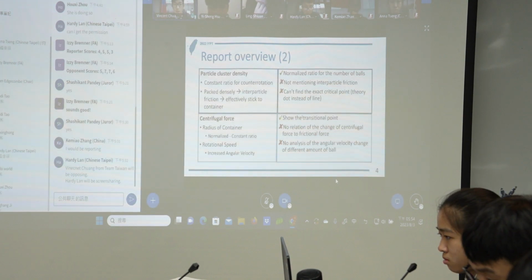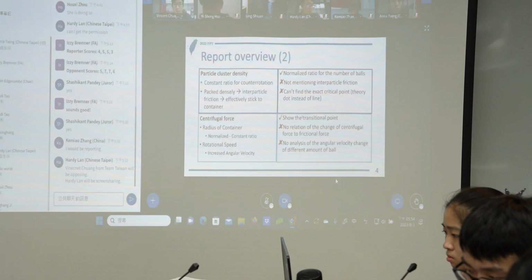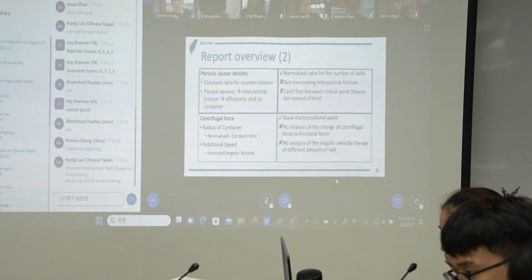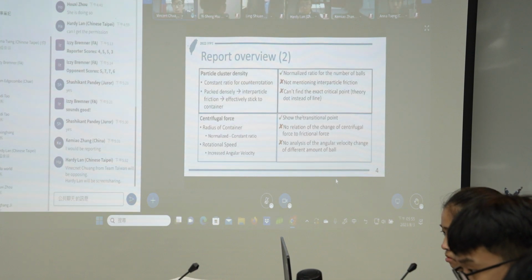Then for the experimental part, first of all they change the particle cluster and change properties of the balls and also properties of the container, which will change the particle cluster density. And I believe there's a constant ratio. However, they didn't mention the interparticle friction, and they didn't find the exact critical points, and how they change with different amounts of the balls.